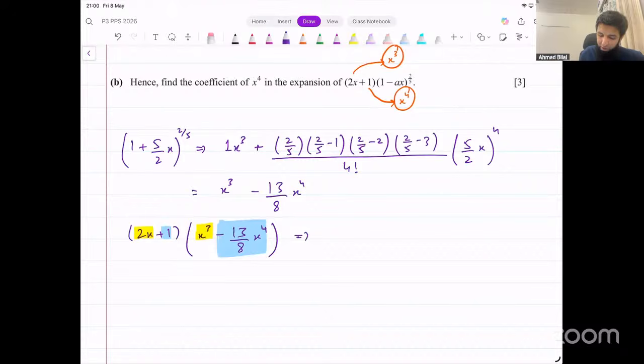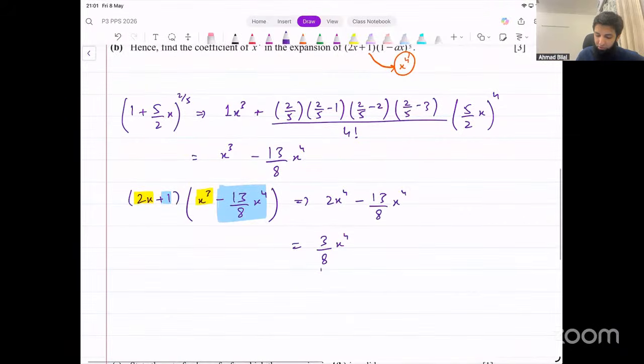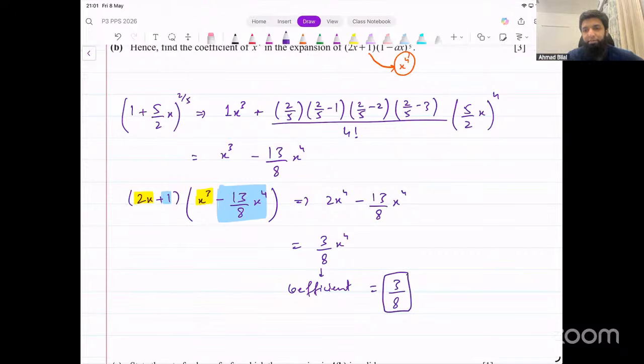2x into x³, that is 2x⁴. 1 into −13/8, that is −13/8 x⁴. Put this on a calculator now, and that should give you 3/8 x⁴. They asked you for the coefficient, so you can write the coefficient of x⁴, that is 3/8, and that is what we were looking for. Minus 13/8 is the final answer.